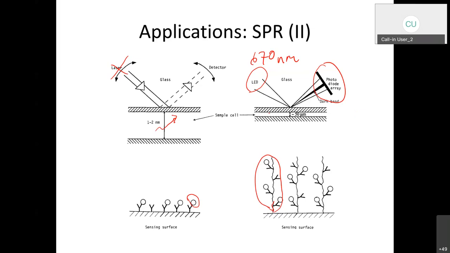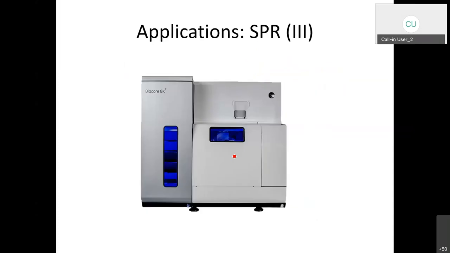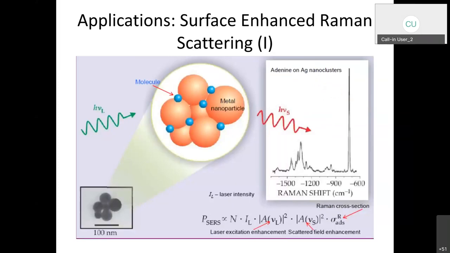So there were a lot of technological advances which led this to becoming a mature technology. Here's an example of one of these machines from BioCore. So even though it's a simple concept and it's been known for quite a while, there was a lot of technology that went into making this a real technology.